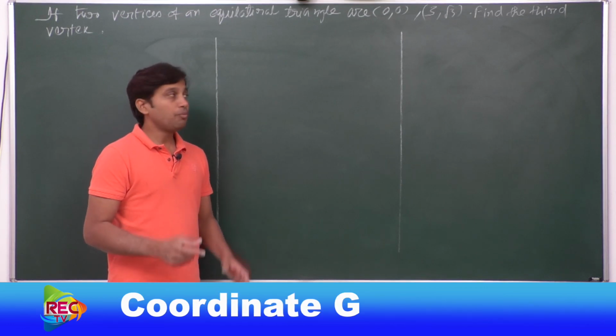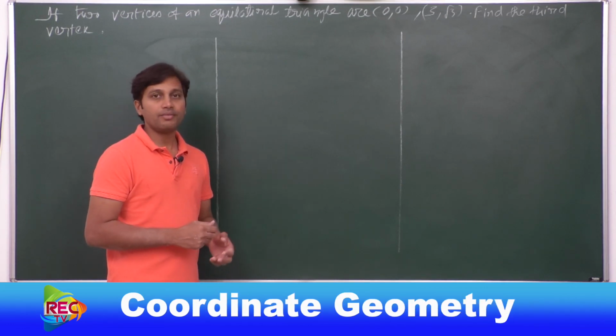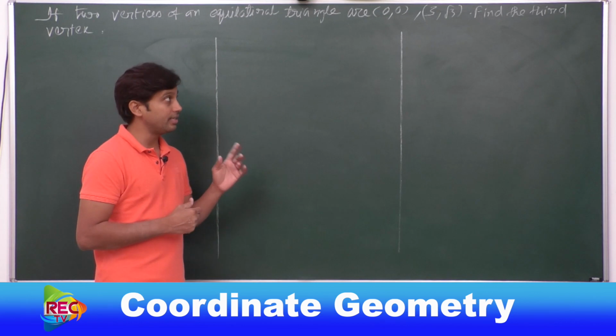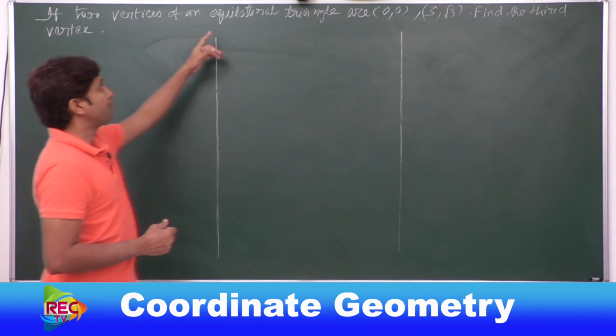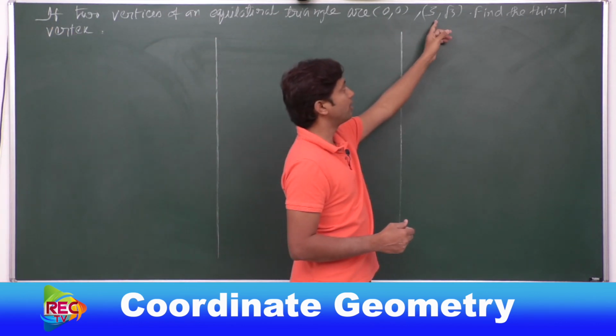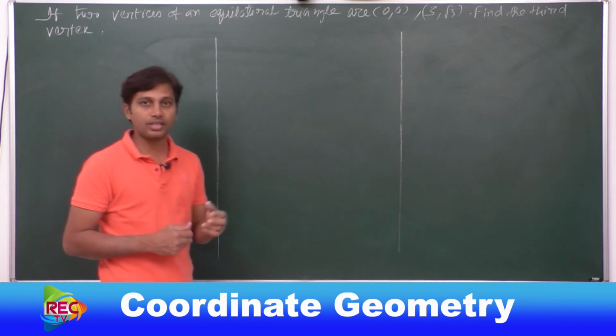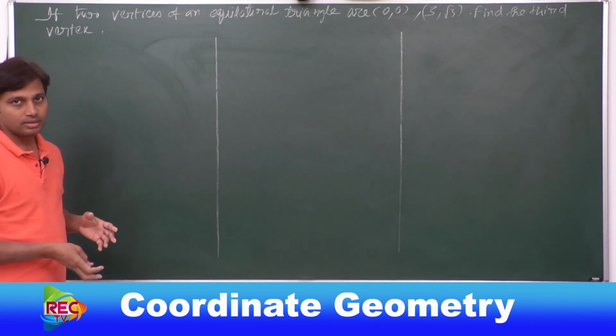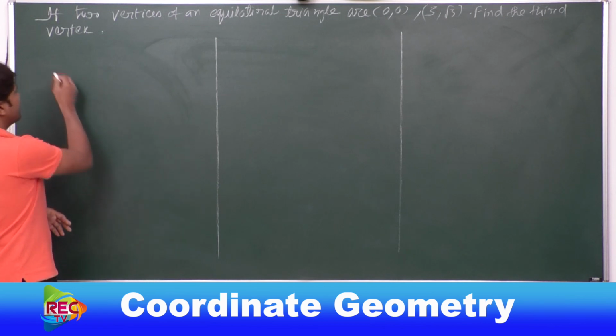Okay, let us do one more problem based on the distance formula from the 10th standard CBSE. See here, if two vertices of an equilateral triangle are 0, 0 and 3 comma root 3, then we need to find out the third vertex.